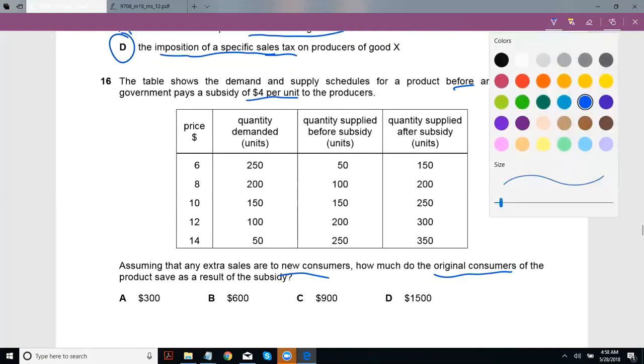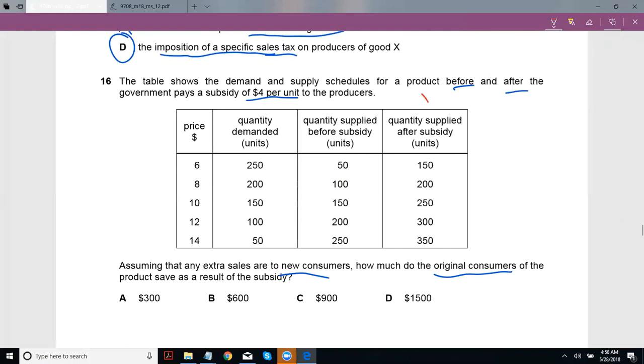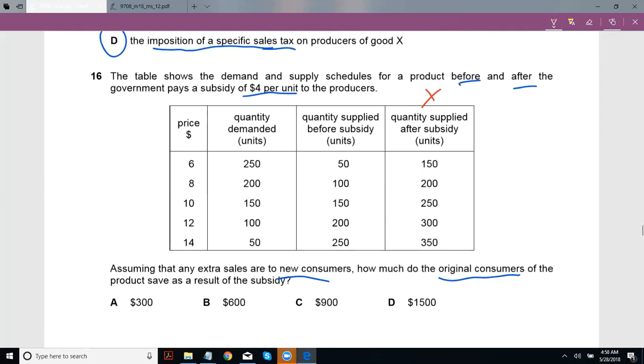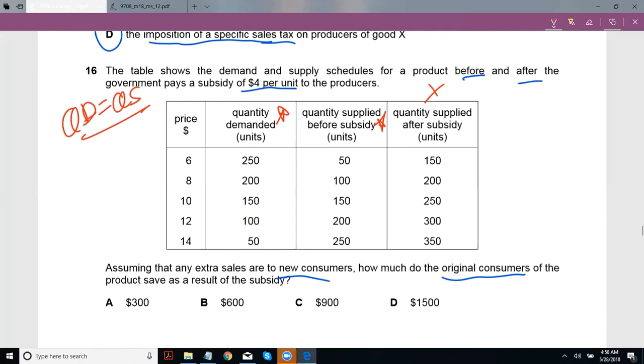So firstly, follow me with this. Just ignore the subsidy at the moment. Look at quantity demanded before. Quantity demanded is going to remain the same, but look at quantity supplied before the subsidy. And again, equilibrium is where quantity demanded equals quantity supplied, right? So where are these two equal? They're equal here. So originally you were buying 150 units as your equilibrium quantity, or your quantity traded, and it was at price 10.